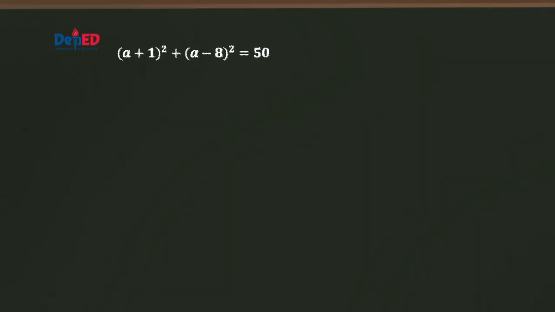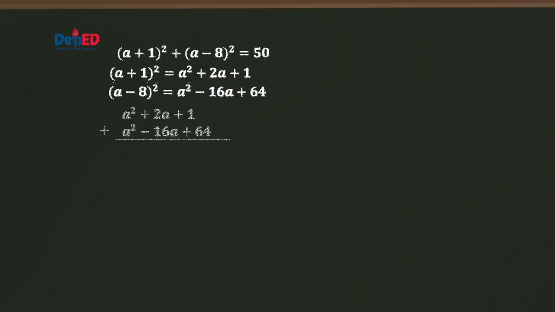Time is up. A plus 1 quantity squared must be equal to a squared plus 2a plus 1, while a minus 8 quantity squared must be equal to a squared minus 16a plus 64. Now, let's add the results by combining similar terms. A squared plus a squared equals 2a squared. 2a plus negative 16a equals negative 14a. 1 plus 64 equals 65. Therefore, the left side of the equation number 2 can be simplified as 2a squared minus 14a plus 65.